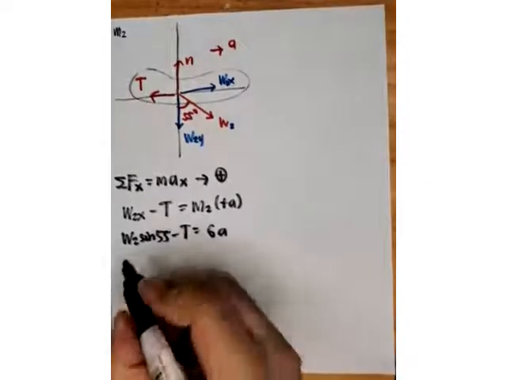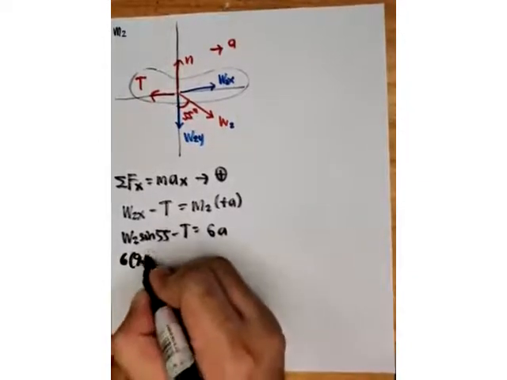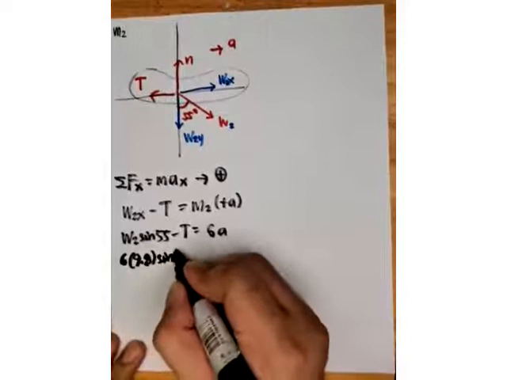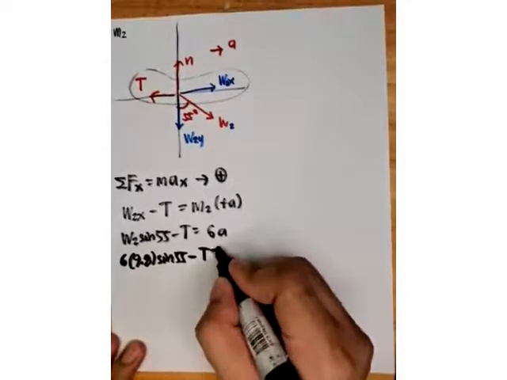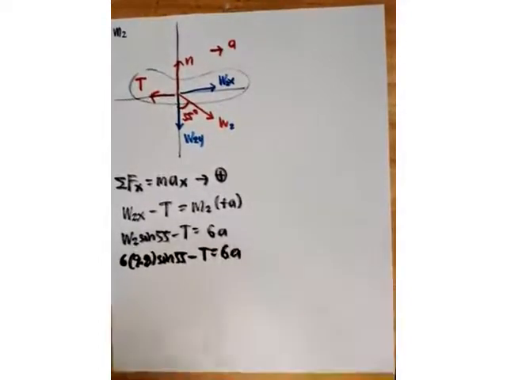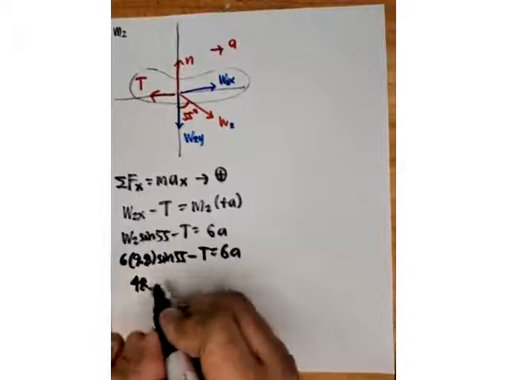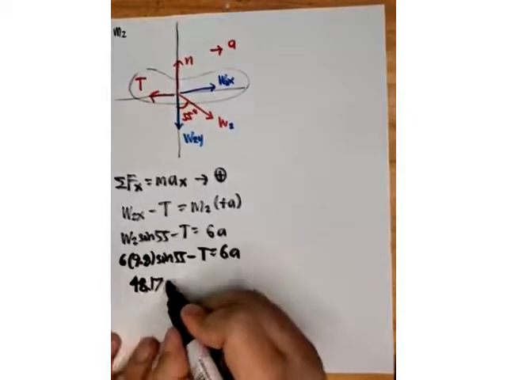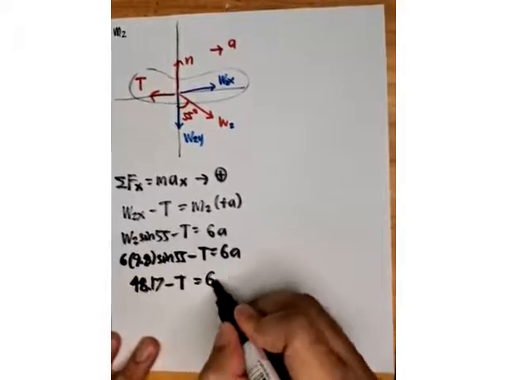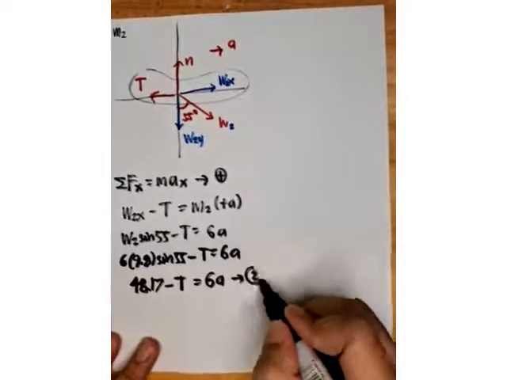Okay, so therefore, this is 6 times 9.8 sine 55 minus t is equal to 6a. Let's simplify this. 6 times 9.8 times sine 55 is 48.17, minus t is equal to 6a. So this is our second equation.